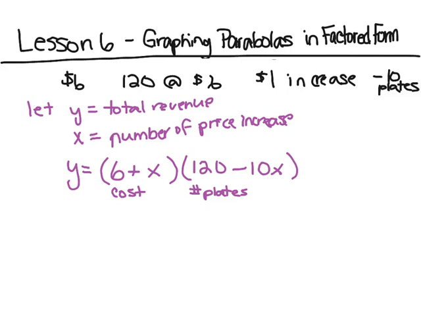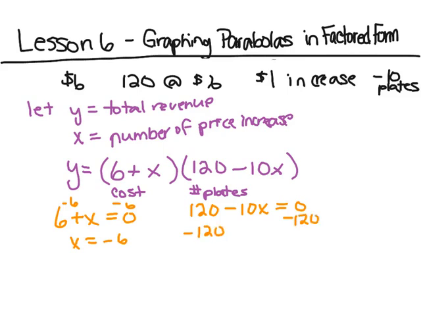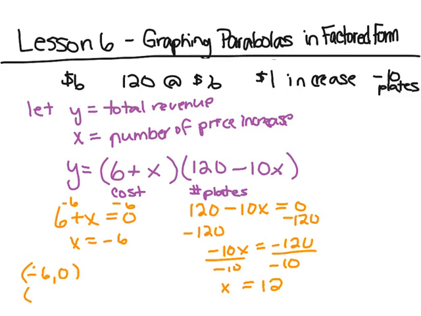So it's already in factored form. So what we need to do is find our intercepts. So 6 plus x equals 0, and 120 minus 10x equals 0. So minus 6 from both sides, so x is equal to negative 6. And minus 120 from each side, so we have negative 10x is equal to negative 120, and divide by negative 10, and x is equal to 12. So our two intercepts are negative 6, 0 and 12, 0.